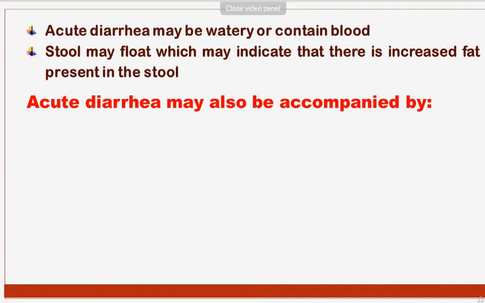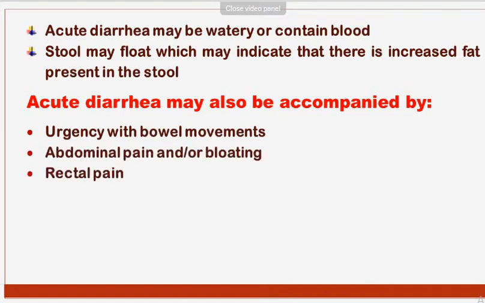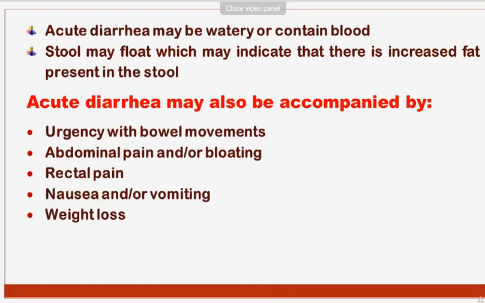The acute diarrhea may also be accompanied by GI manifestations, like urgency with bowel motion, and this is very clear, abdominal pain and or vomiting, or bloating, rectal pain, nausea and vomiting, and weight loss and fever. Weight loss because of the dehydration. If it causes severe dehydration, the weight loss is significant, especially in infants, and especially in young infants.